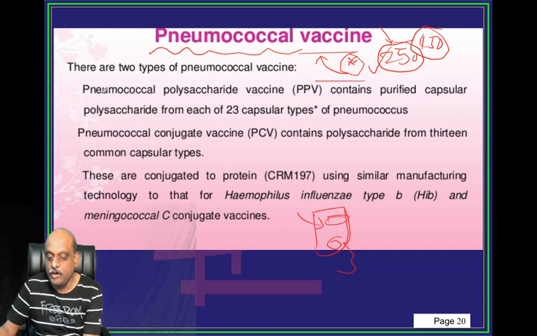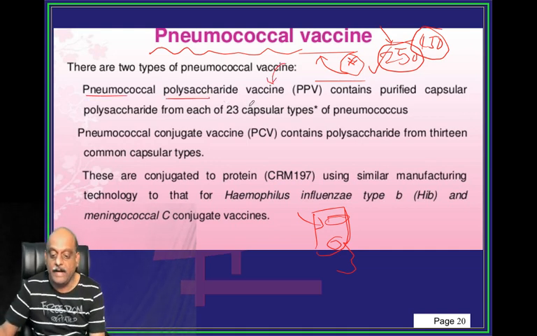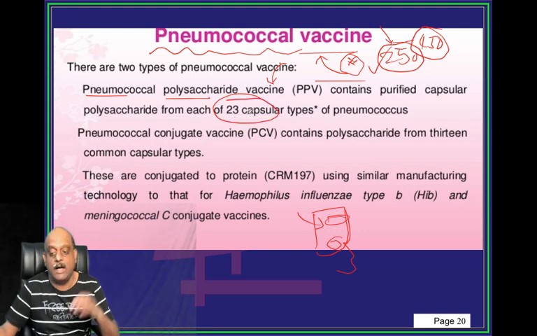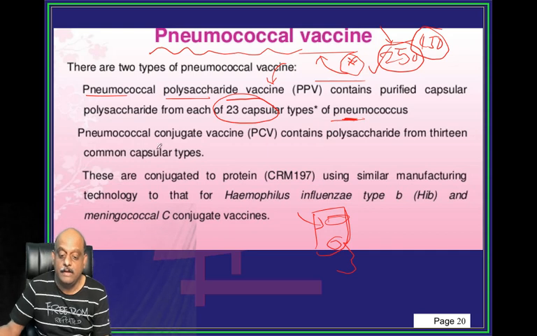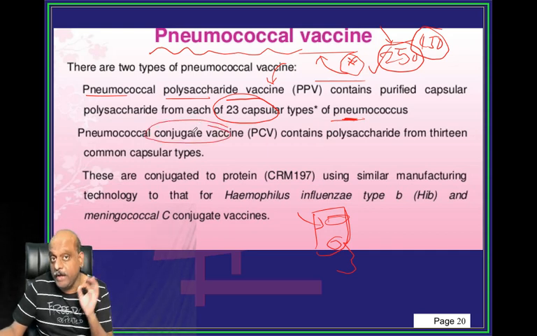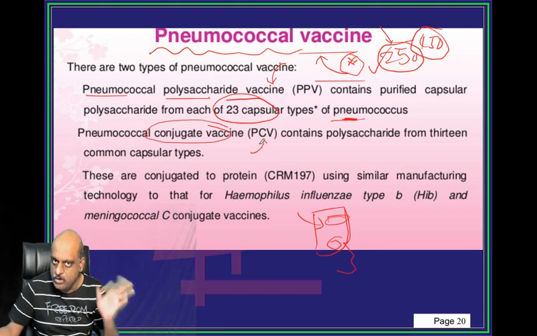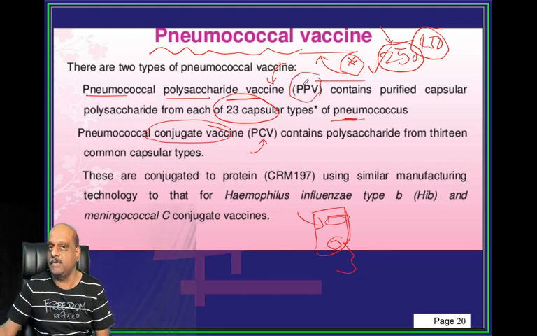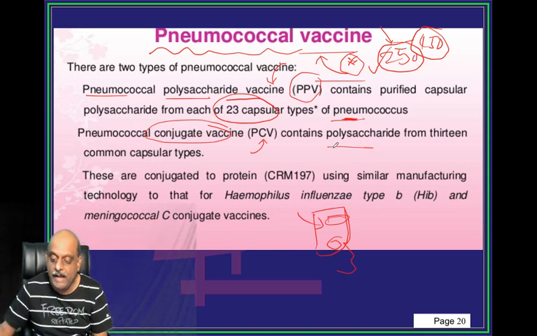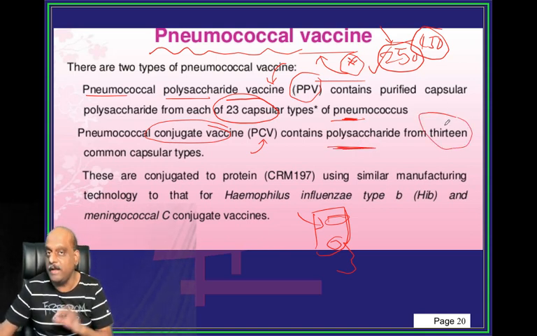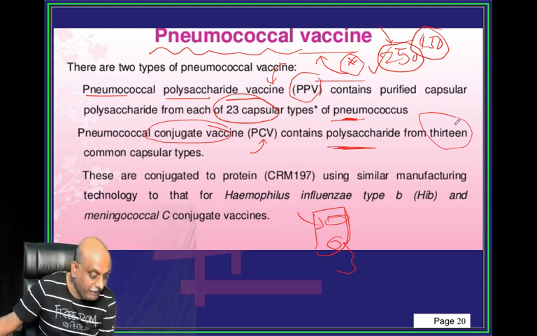Now doctor, pneumococcal polysaccharide vaccine contains 23 capsular types of pneumococcus. PCV means pneumococcal conjugate vaccine. PPV means pneumococcal polysaccharide vaccine. The conjugate vaccine contains the polysaccharide from 13 common capsular antigens. Here's what you need to remember.